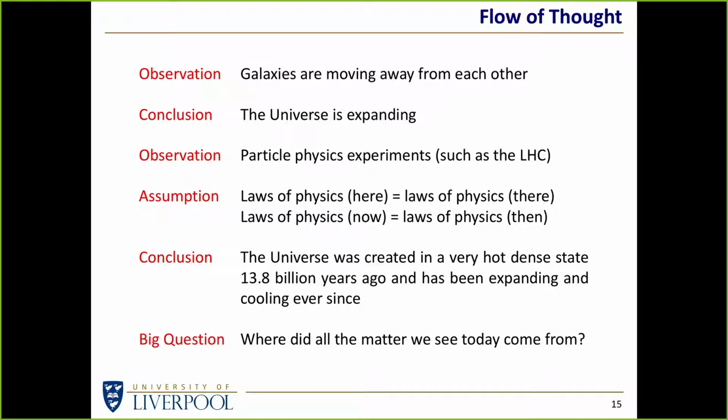So the big question is, we look out there and we see a huge amount of stuff. In the observable universe, many billions of light years in diameter, we see a huge amount of stuff. Galaxies which appear to be full of stars and gas and dust and other things. Where did all of this matter come from?